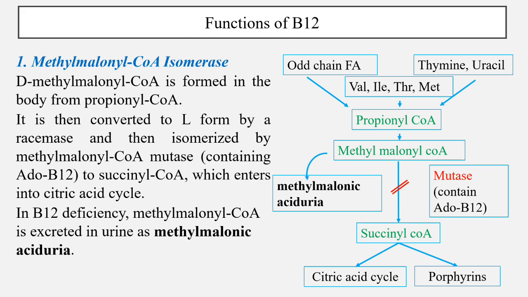So, the adenosyl form of B12. Whenever B12 is absent, this mutase enzyme will not act, so methylmalonyl-CoA will be excreted into the urine. That is the condition called methylmalonic aciduria.